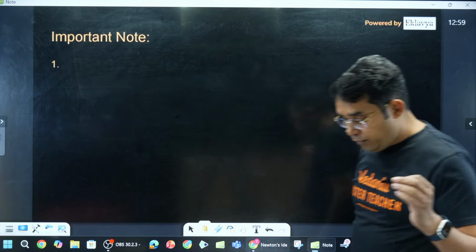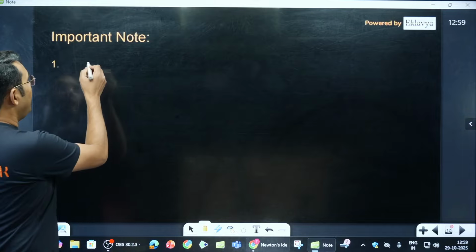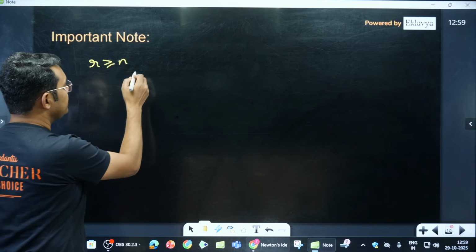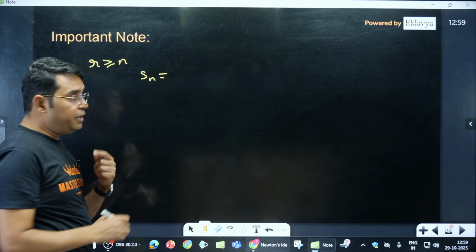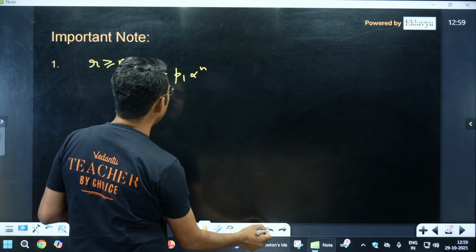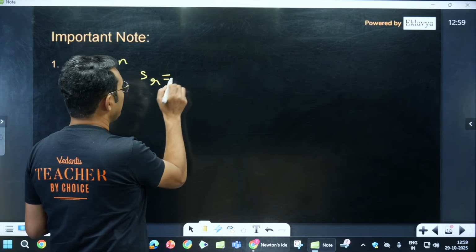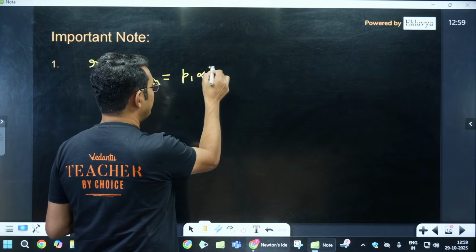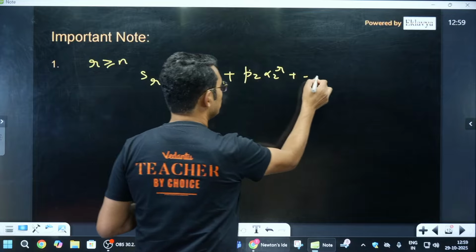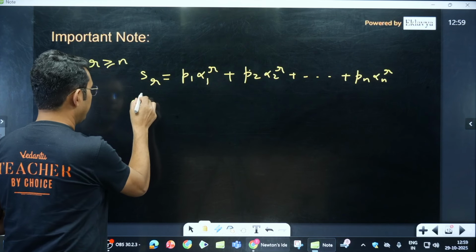Now, an important note. What is the important note? First thing is that, as I told you, there are two cases. When R is greater than or equal to n, you can connect with what I have said just now. In this case, your sequence SR can be taken as P1 alpha 1 power R, plus P2 alpha 2 power R, and so on, plus Pn alpha n power R. Also works fine.